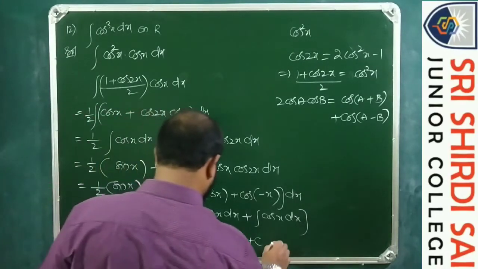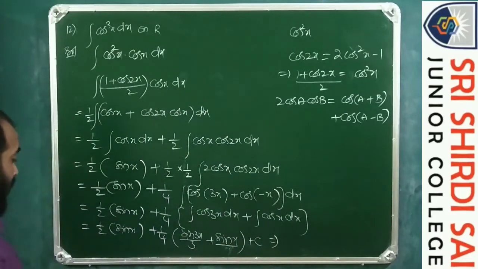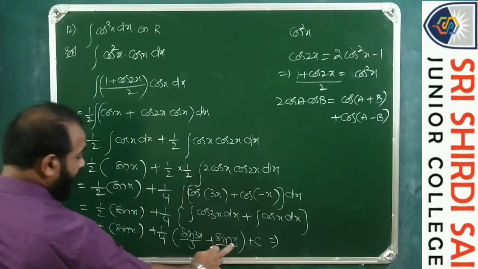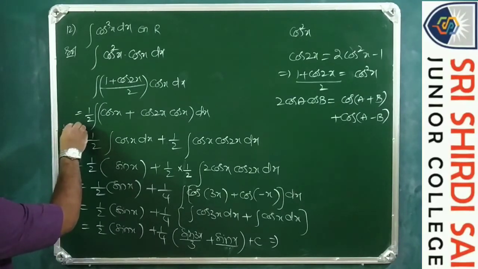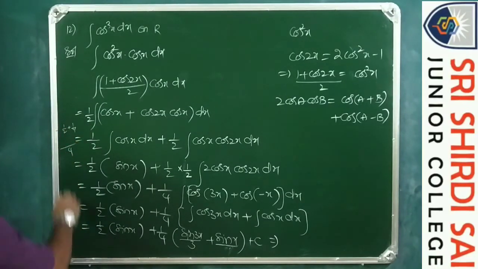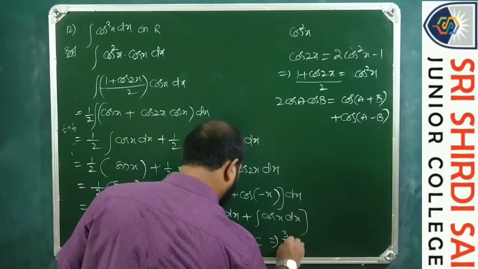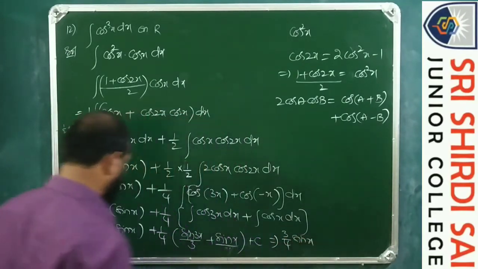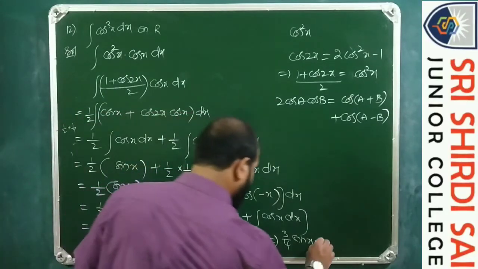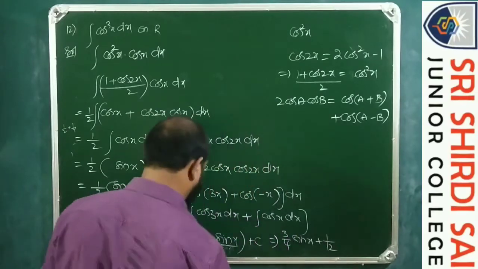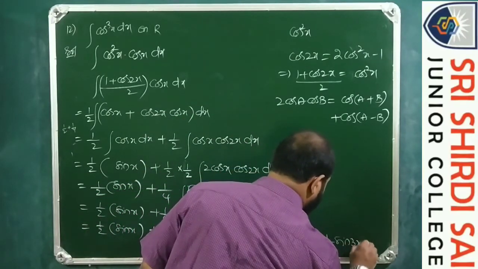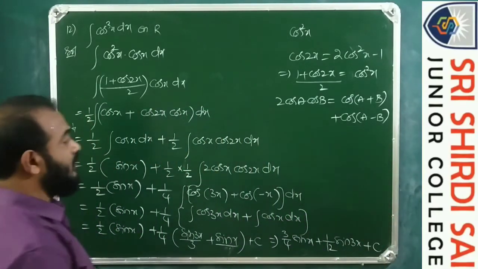So this is 1 by 2 sin x plus 1 by 4 sin x. So 1 by 2 plus 1 by 4, LCM 4, so this is 2 plus 1, 3 by 4. So this is 3 by 4 sin x plus, 4 3s are 12, 1 by 12 sin 3x plus constant of integration c.